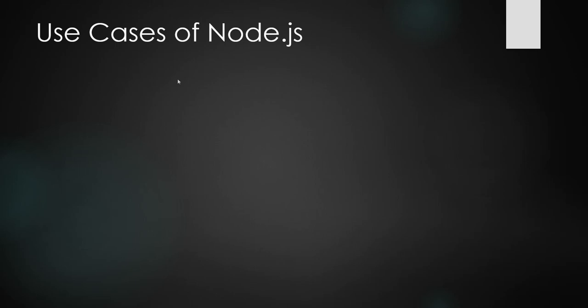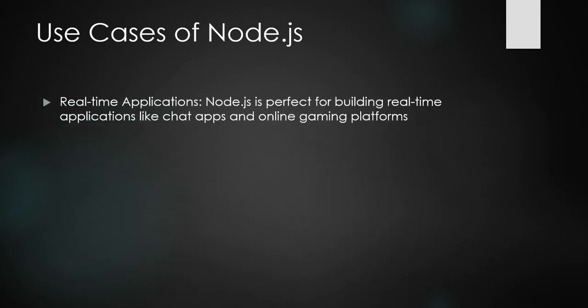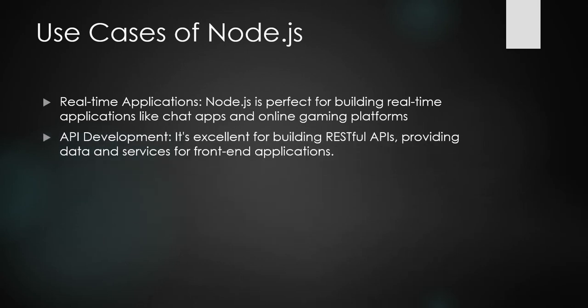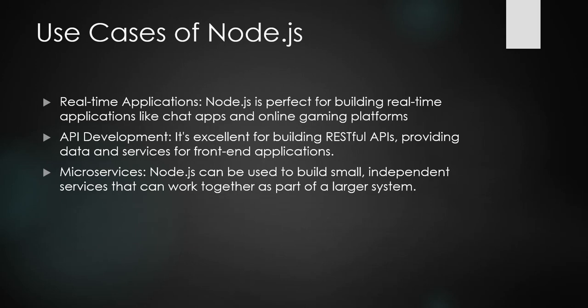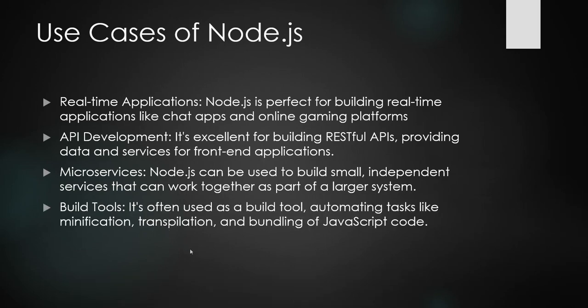Let's talk about the use cases of Node.js. You can use Node.js to build real-time applications like chat apps and online gaming platforms. If you want to build any RESTful APIs to serve the services for the front-end applications, you can use Node.js. If you want to build microservices that are part of a larger system, you should be able to use Node.js. Create build tools for automating tasks like minification, transpilation, and bundling of JavaScript code. You should be able to use Node.js.